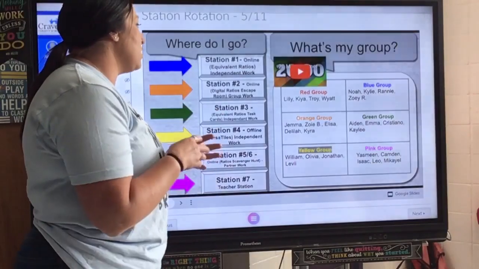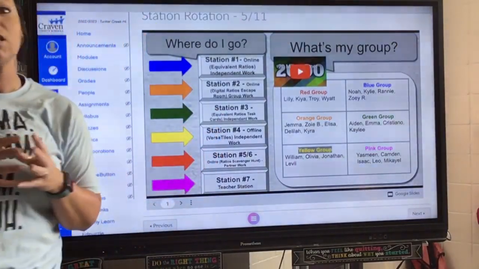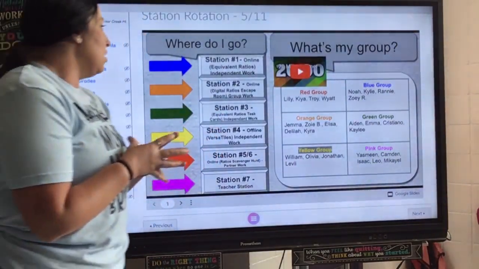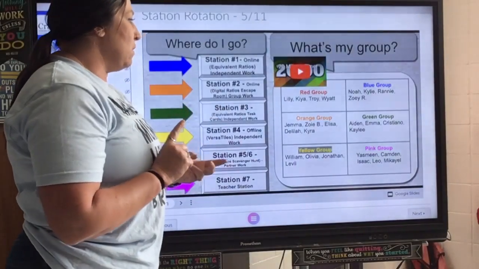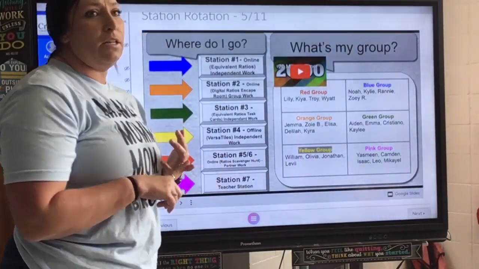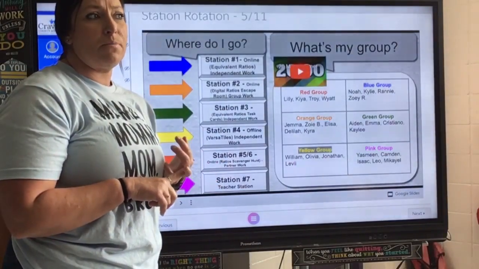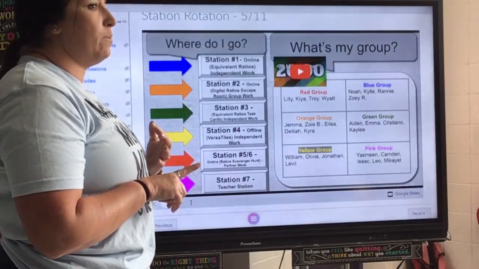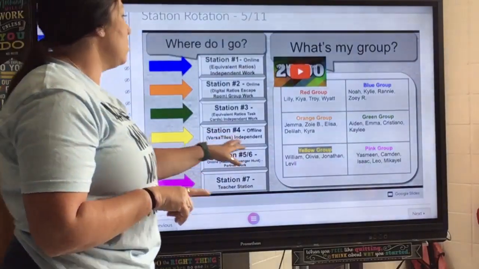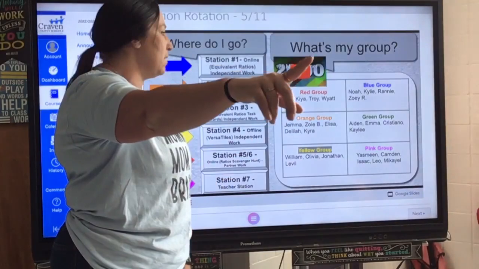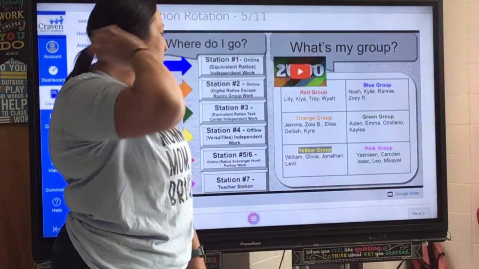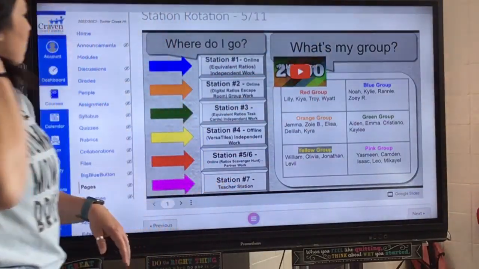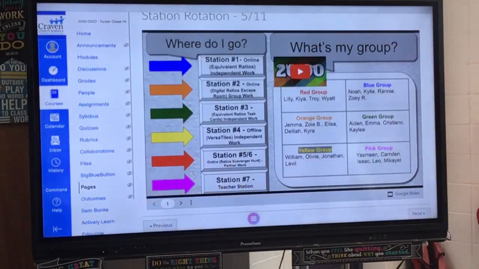Station 2 is the digital escape room. You are working together on this one. And that is my orange group, which is Gemma, Zoe, B, Elisa, Delilah. Are you staying with that group, Kyra? Okay. William, get up. Alright, so orange group, go where Kyra is. And Elisa, sorry. Alright, station 3, equivalent ratios, pass cards. This is independent, and I believe this is online. I believe, maybe not.